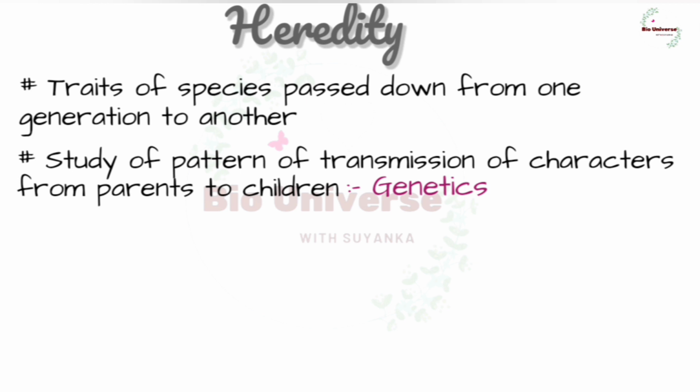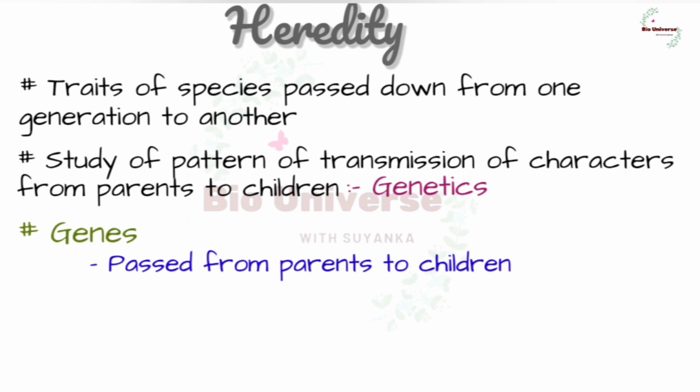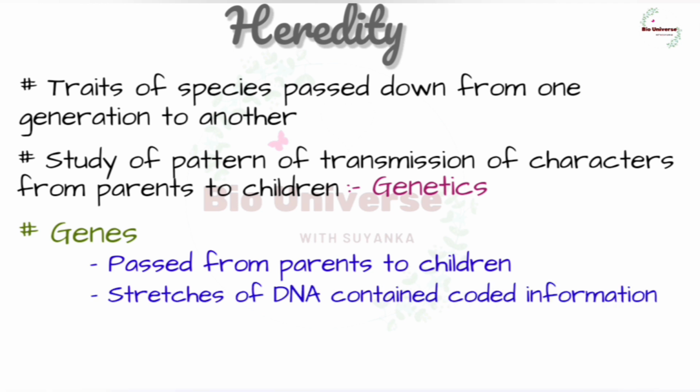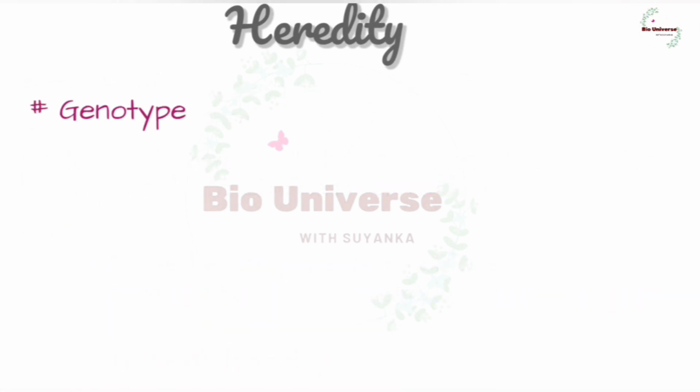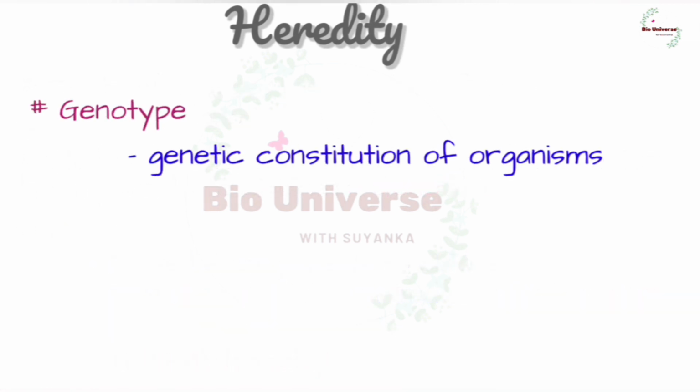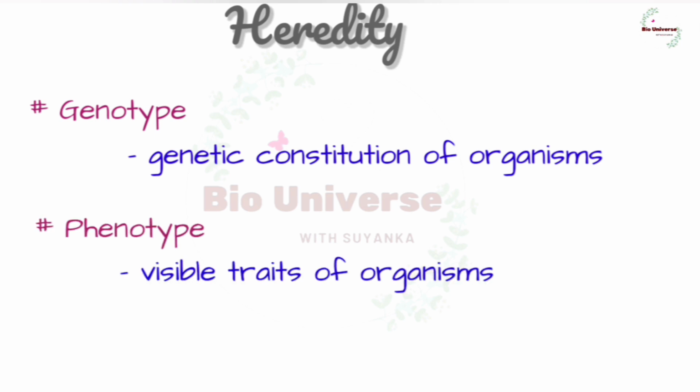What do parents give their children that make them resemble the parents? Both father and mother pass on genes inherited from their own parents to their children. Genes are stretches of DNA containing coded information for making proteins. These are found on the chromosomes of the cells. Genes are the units of heredity. The genetic constitution of an individual organism is called its genotype. The sum of the activities of genes and the impact of the environment on them leads to the formation of visible traits called phenotype.